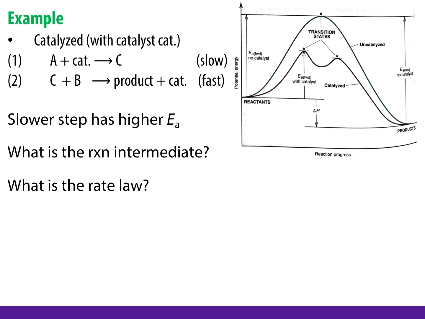Okay, so when we analyze this example mechanism, what is the reaction intermediate? Well, if I look at it, again, my reaction intermediate was produced and then consumed. So C fits the definition of a reaction intermediate. What is the rate law? Well, the rate law comes from the slow step. That's not any different. So we would say the rate is equal to the rate of the slow step, which is rate 1, which is K1 times A times the catalyst. Again, perfectly fine for the catalyst to show up in the rate law. That is sort of what we expect.